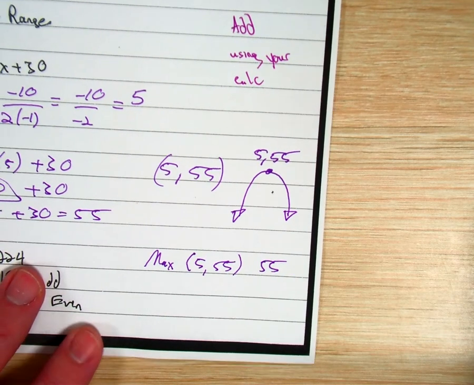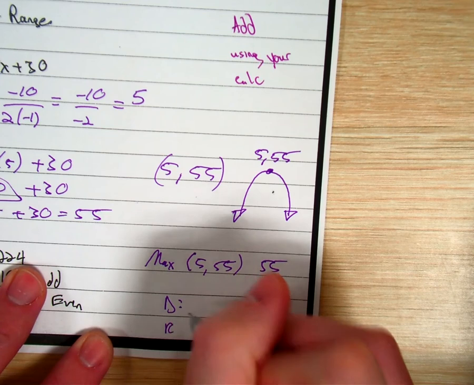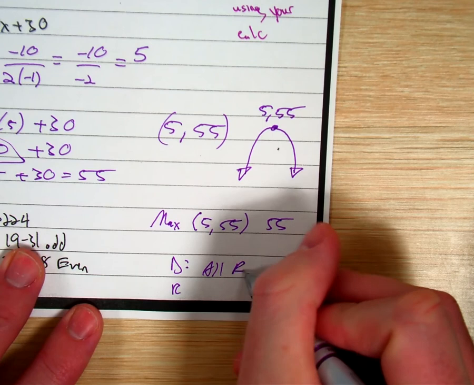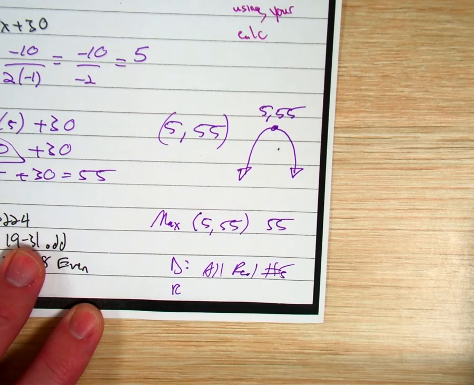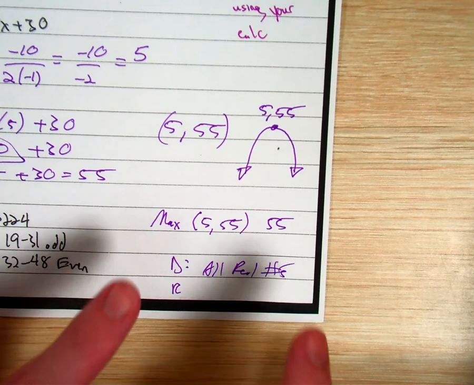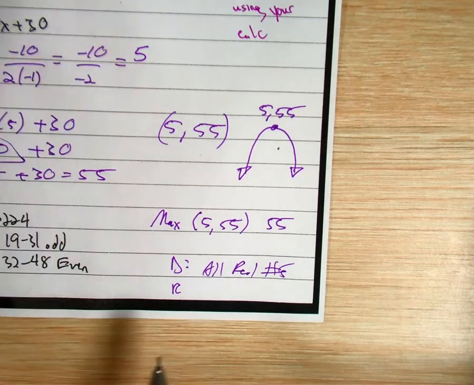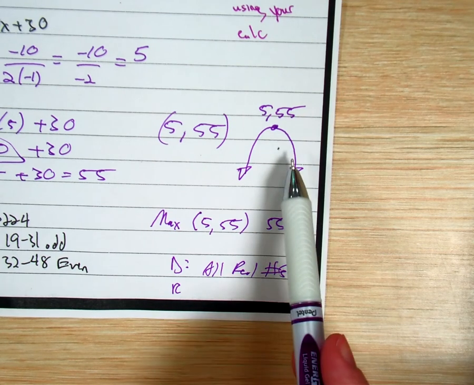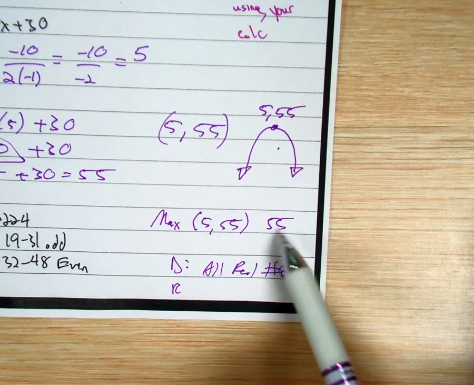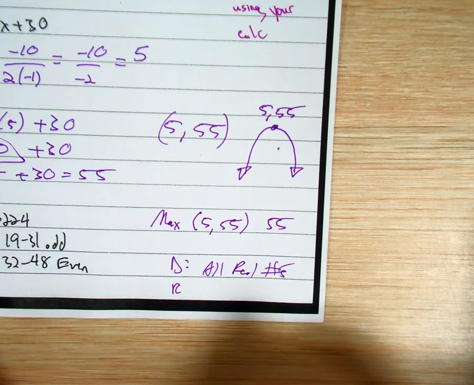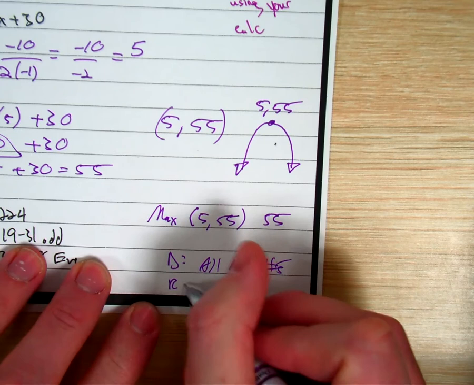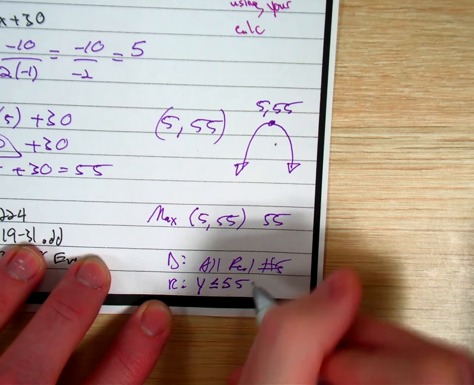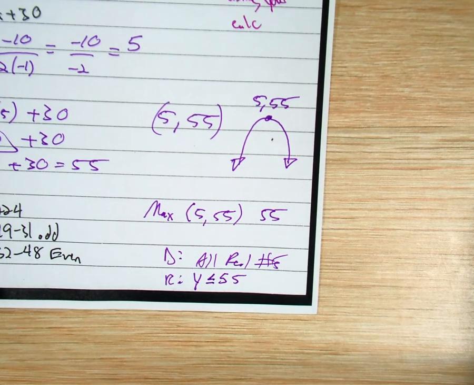Okay, now what does that mean for the domain and range? The domain, pretty easy for x squared, is always all real numbers. It's going to go forever left and right. Now the range you got to think about. If we're at 55 and all of them go down, 55 is the maximum value. That's the biggest it could be. So my range are all the y's that are less than or equal to 55.